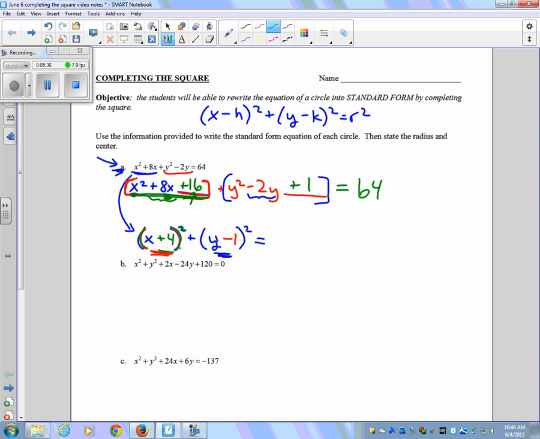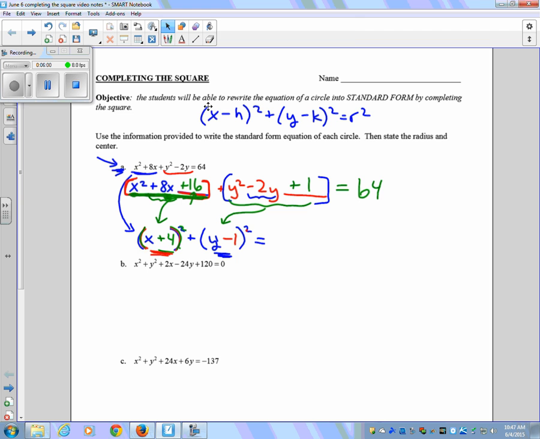So now, x squared plus 8x plus 16 can be factored as (x plus 4) squared. And y squared minus 2y plus 1 can be factored into (y minus 1) squared. So we can rewrite this left side of the equation as this standard form of a circle.